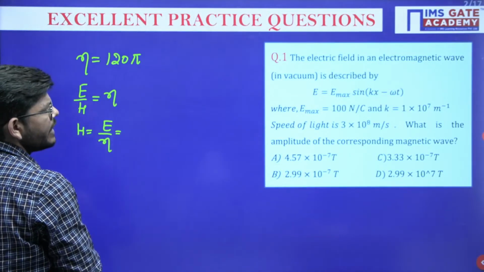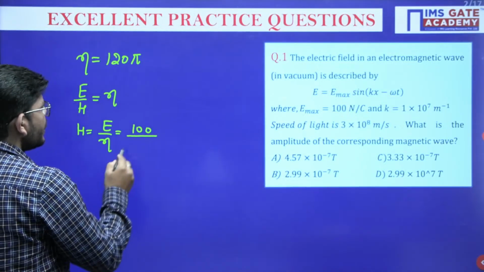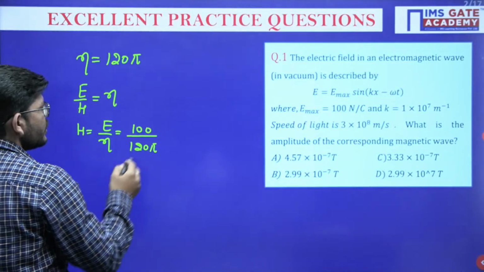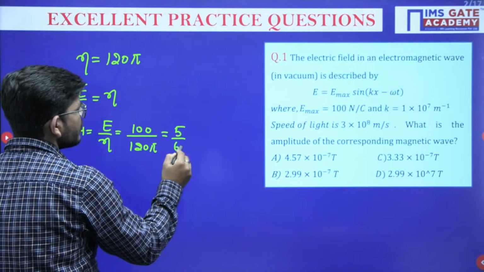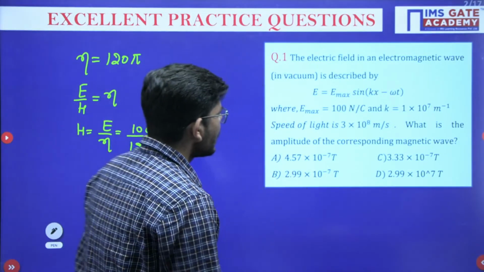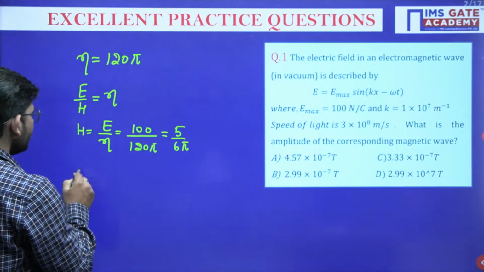What is E? The maximum value of E is given as 100, divided by eta, which is 120 pi. So how much are we going to get here? From here we get 5 by 6 pi. That will be the value of H. But the answer that we have to give for the magnetic wave is in Tesla. That means we have to find B.